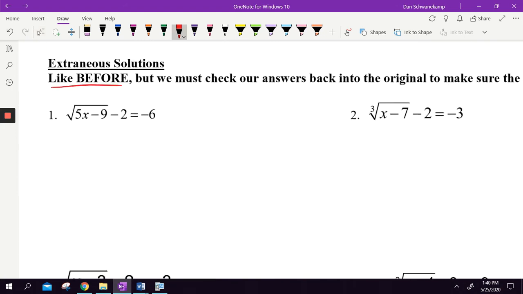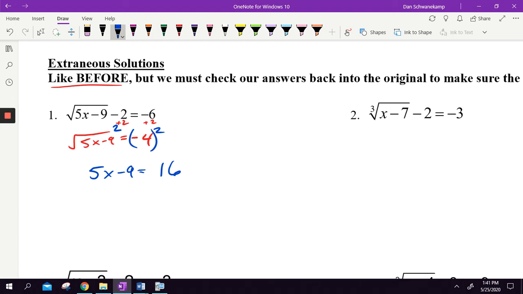All right, it's like before, but we've got to check our answers. So if I were to solve this problem, I would get the square root of 5x minus 9 equals, I'm going to add 2, -4. Then I'm going to get rid of the square root. To get rid of a square root, I'm going to square both sides. And then I take -4 and I square it. That is going to get me positive 16.